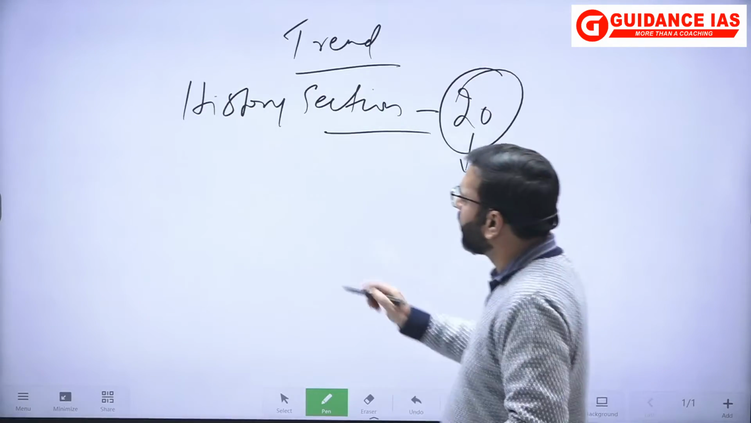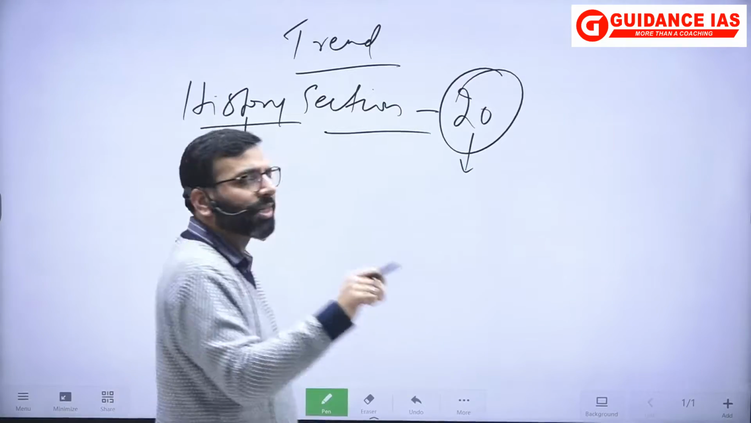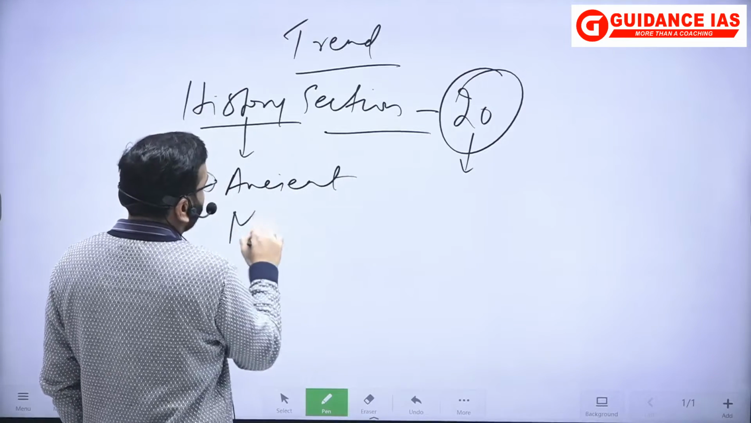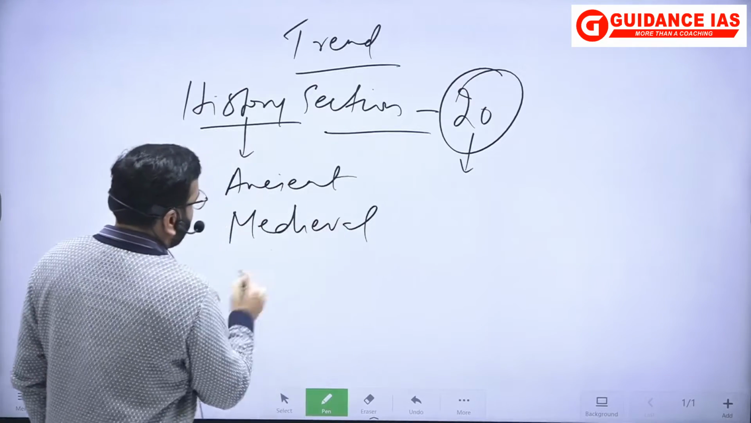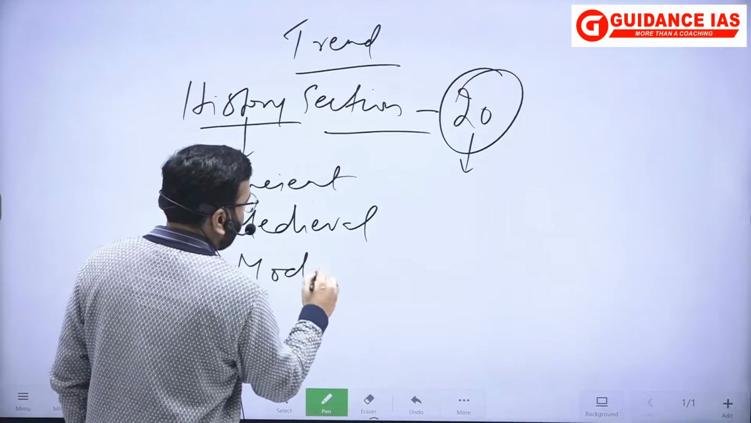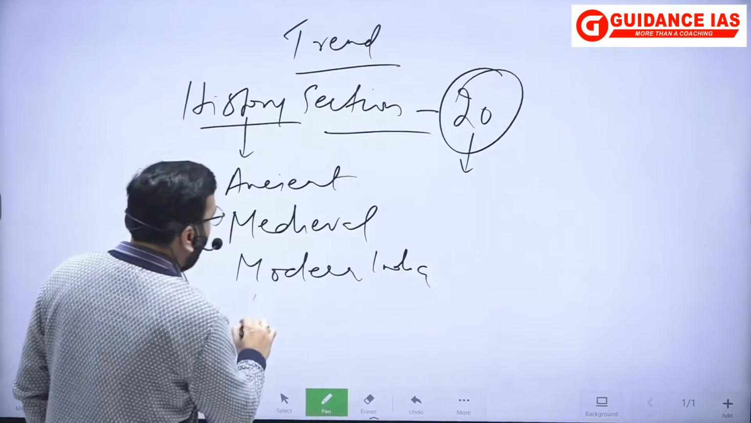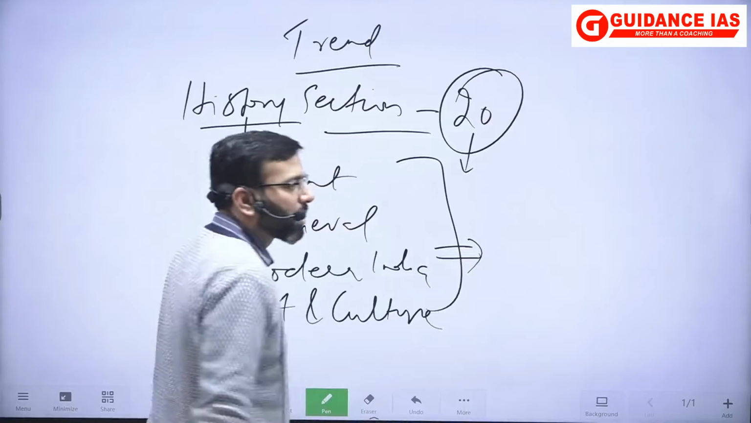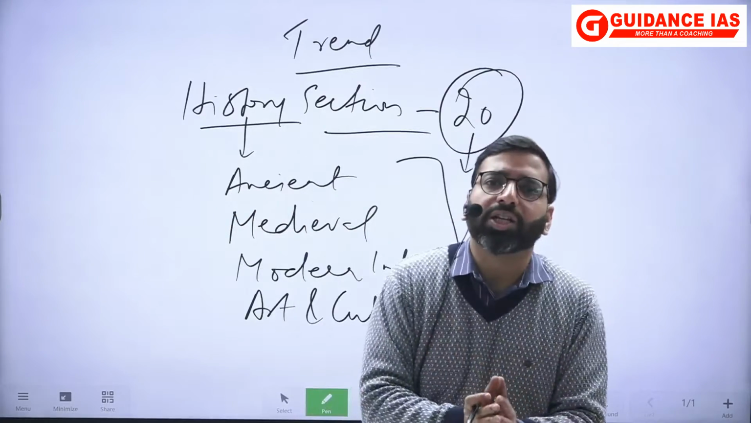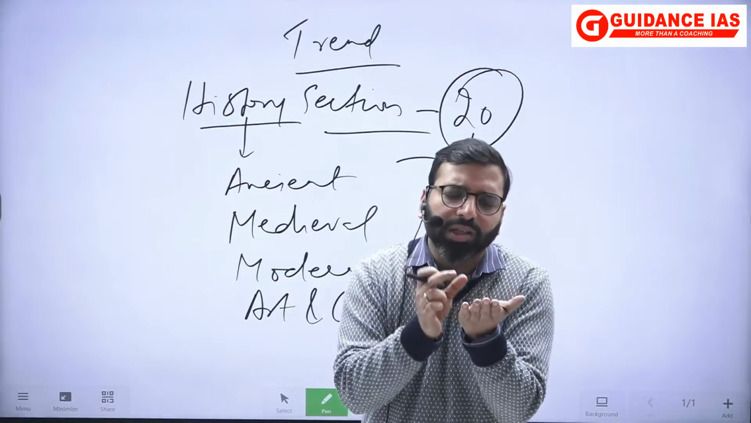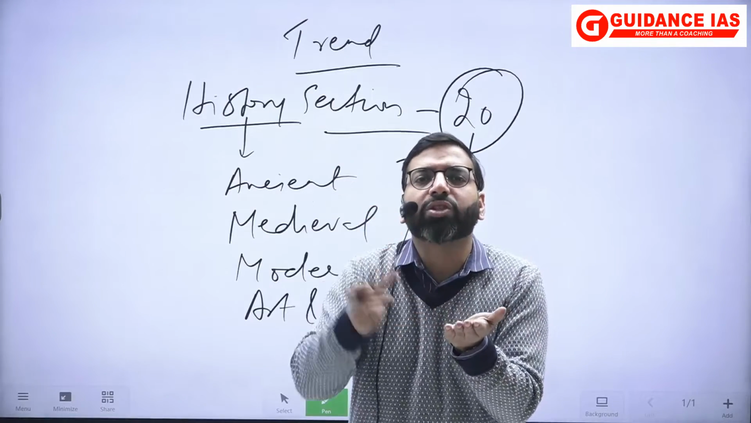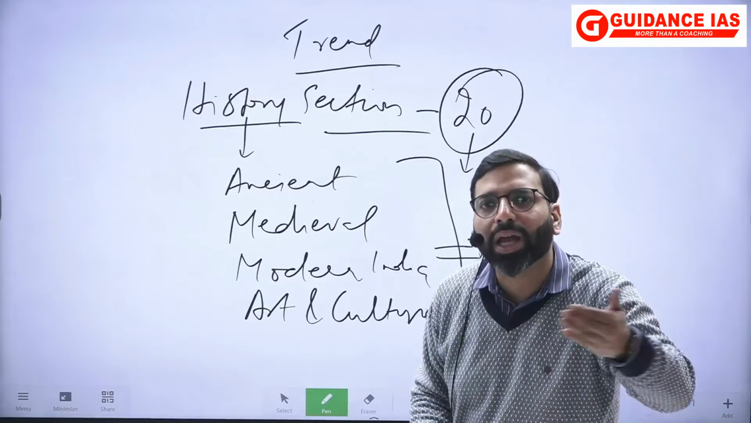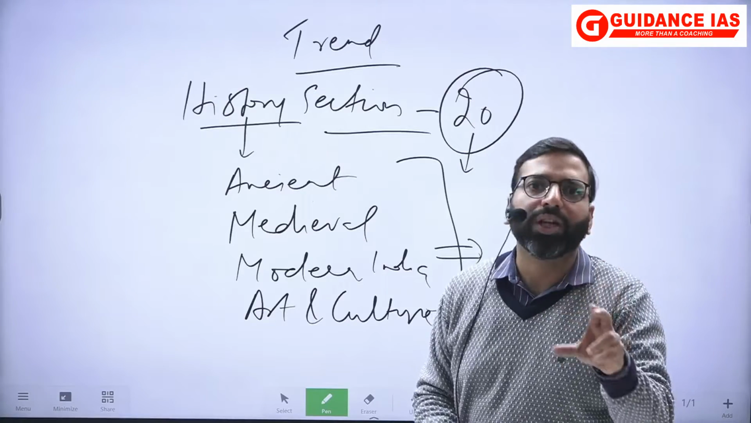But we need to see that this history is not a unified section. Rather, history should be divided into subparts like your ancient, medieval, then your modern India, and then art and culture. These 4 subparts or subsections make your complete history, and we need to see the changing dynamics of the nature of questions which have been asked from these subsections. Which section is becoming more important in this recent trend of UPSC? All that we need to see first.